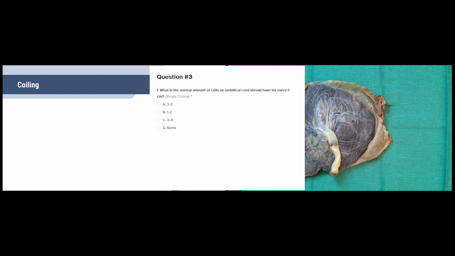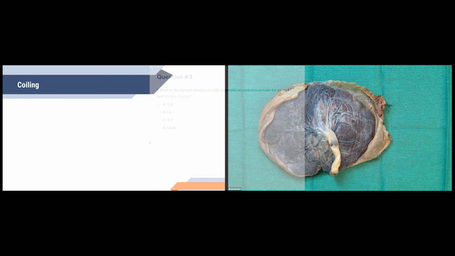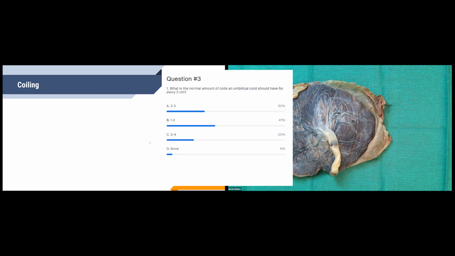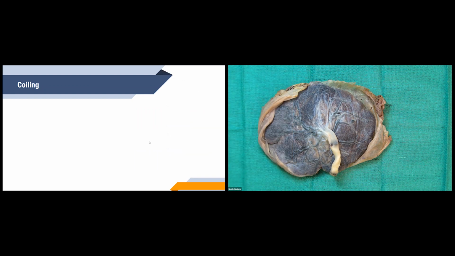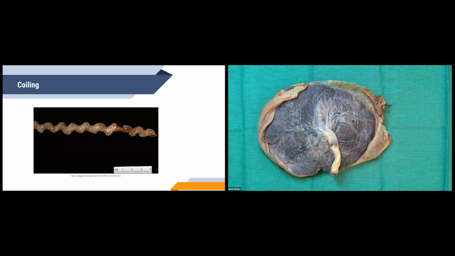Okay, so I'm going to stop the polling there and share the results with you. So the correct answer is B, and it looks like most people did get it correct. It was pretty close though with A. So the correct number should be 1 to 2 per every 5 centimeters. And so this is a picture here.